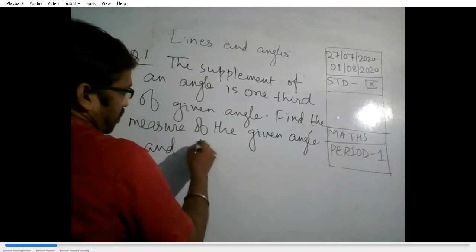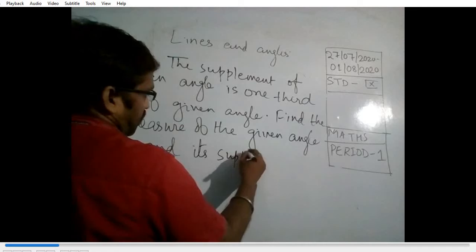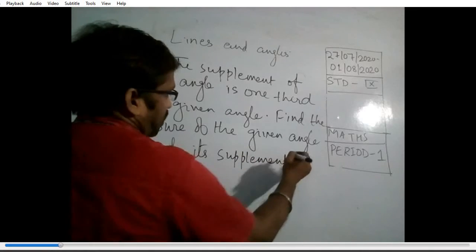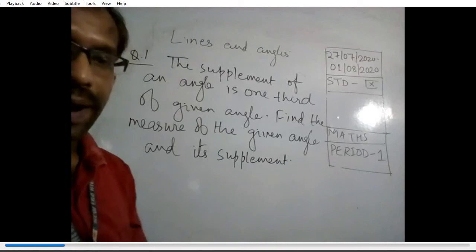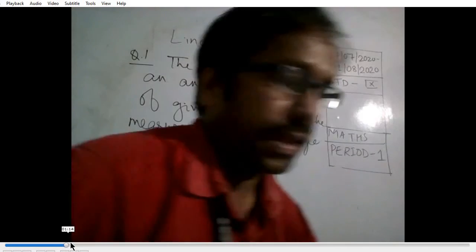Supplement is in two angles. We have discussed supplementary angles now. That means two angles are there, and they both are supplements of each other. How? Just see this here.